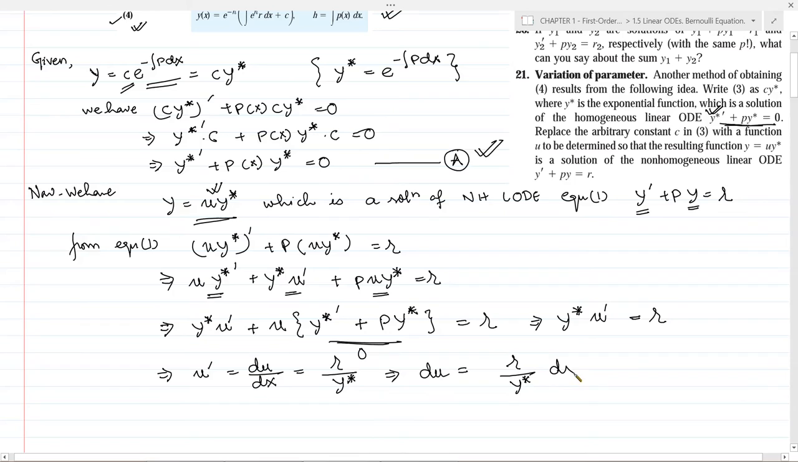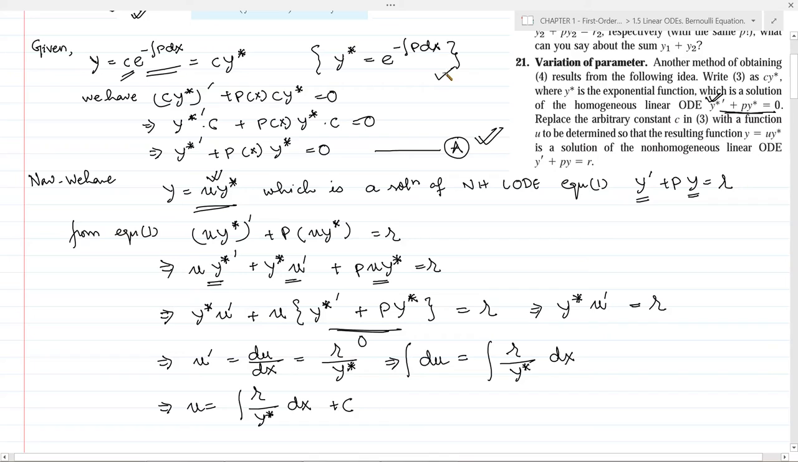which implies du equal to r divided by y star dx. We can integrate both sides and we can write u equal to integration of r divided by y star dx plus constant of integration c. Now from this equation we have y star equal to e to the power minus integration of p dx, and from here we have y equal to u y star.